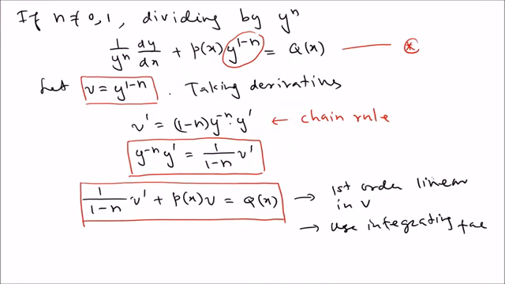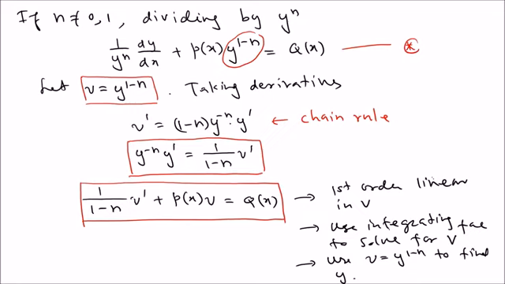Use integrating factors to solve for v, and then use v equal y to the 1 minus n to find y. So that is the argument. Okay, so that's how you solve the Bernoulli equation.